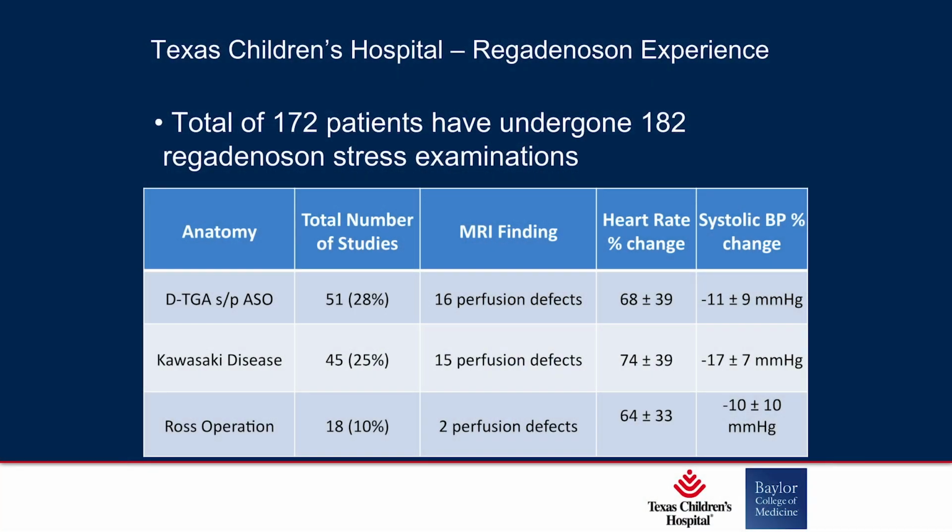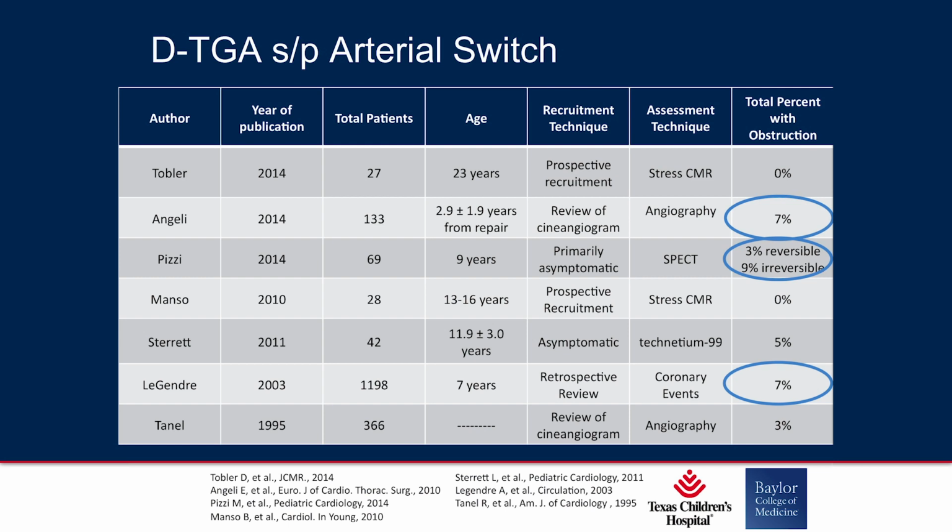In terms of our Kawasaki disease, again, as you would expect, the majority of these patients are found to have either large or giant aneurysm formation. And then the Ross operation, we have a lower incidence of perfusion defects in this population. And Athar, I think, will be talking after me a little bit about some of our FFR and cardiac catheterization correlation. So this is just a very brief slide, and again, some of these studies have already been outlined by Dr. Paradon as well, just showing the numerous trials that have looked at the arterial switch operation.